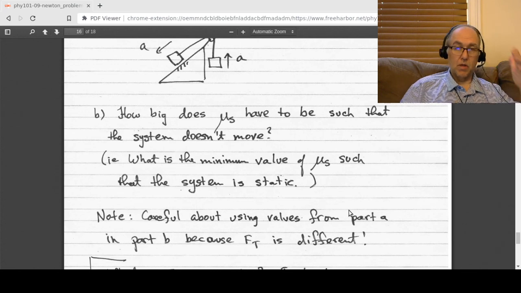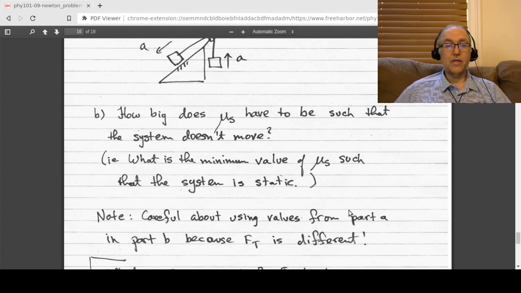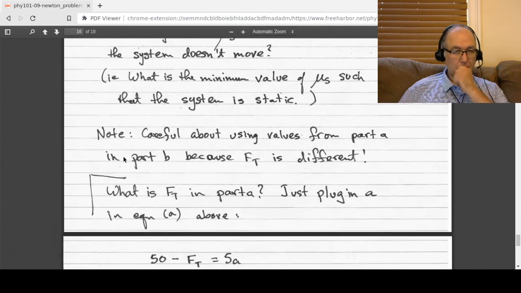As you make mu s smaller and smaller, you realize that at some point, if you make mu s too small, it will accelerate. And so what I'm asking for is, what is the minimum value of mu s such that the system is static? Static meaning it doesn't move, okay?